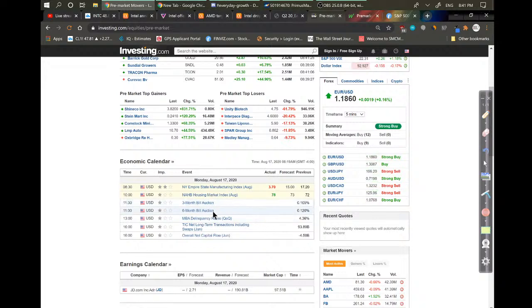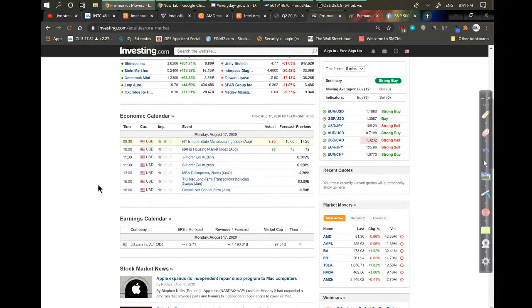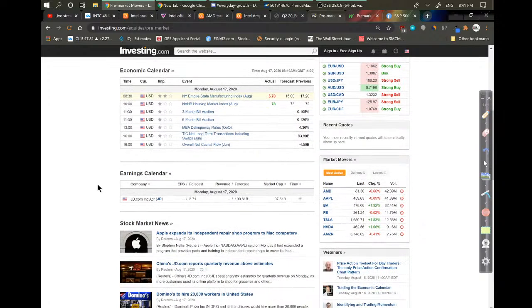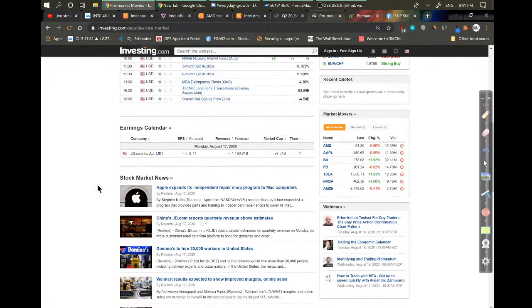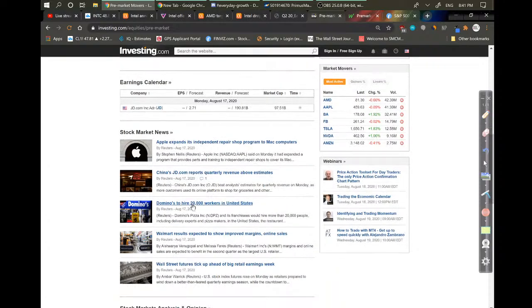I would definitely watch out for the 6 months and 3 months auction bill. Let's see what the risk appetite is for the risk-free assets here. Just having a look would be a good idea here. So, okay. Domino's to hire 20,000 workers in the United States of America. That should be an interesting one. Walmart results expected to show improved margins, online sales. That's an analyst thingy.